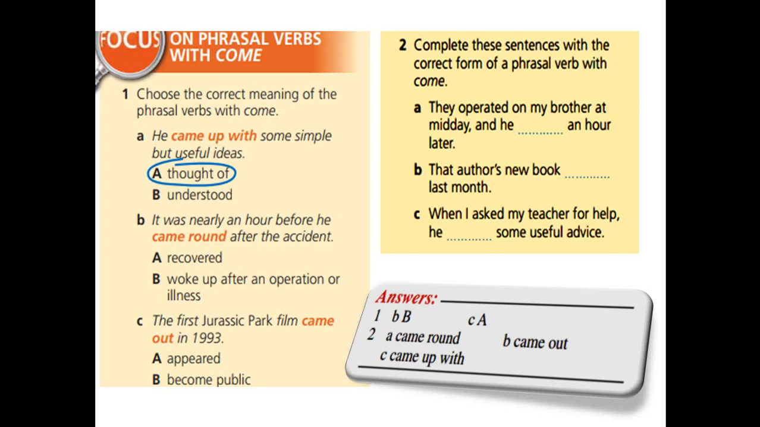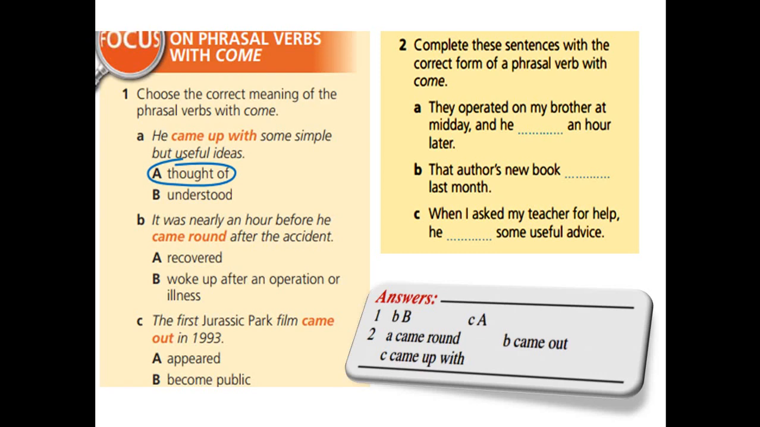Alright, number C. The first Jurassic Park film, that spoke about dinosaurs, came out in 1993. Here, came out means what? It appeared or it became public. Okay, so came out means appeared, became available for people to watch.